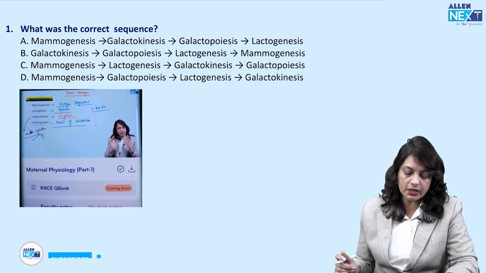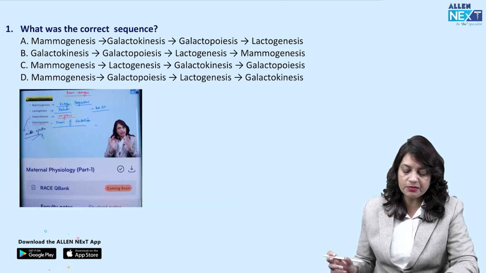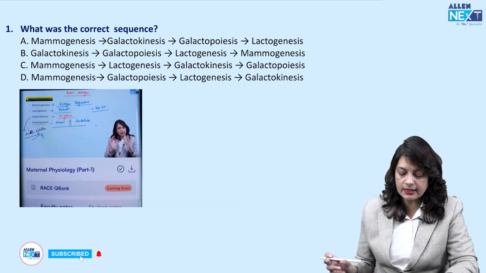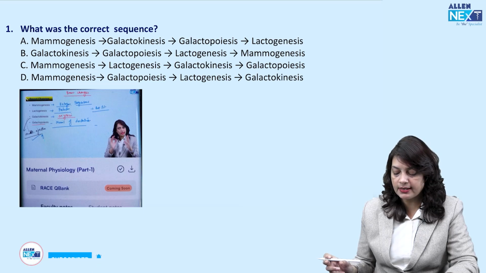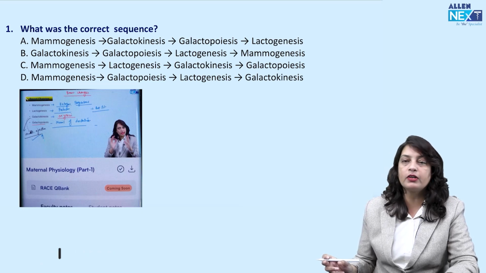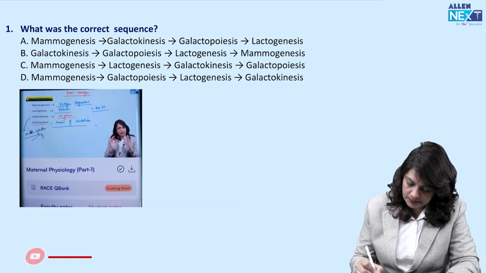Now the first question that was asked was, what is the correct sequence of the breast changes, that is mammogenesis, galactokinesis, galactopoiesis or lactogenesis, galactokinesis, galactopoiesis, lactogenesis, mammogenesis, or mammogenesis, lactogenesis, galactokinesis, galactopoiesis. So I have already been discussing this in my sessions.